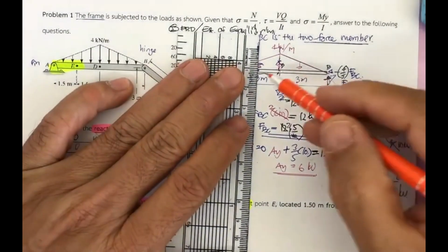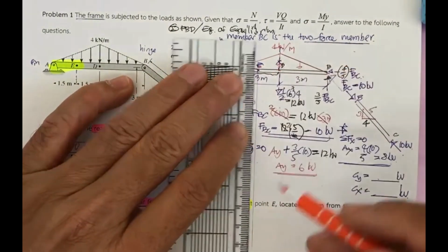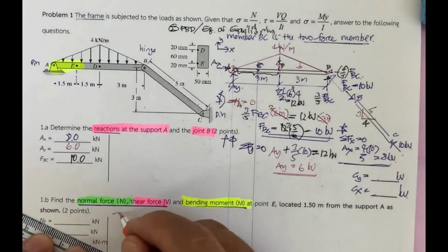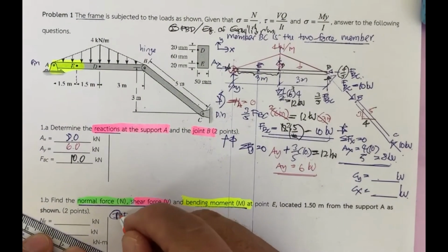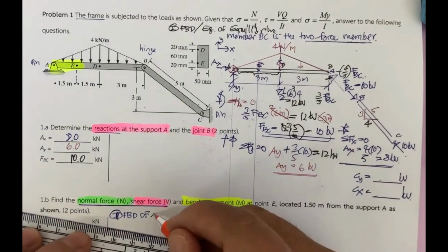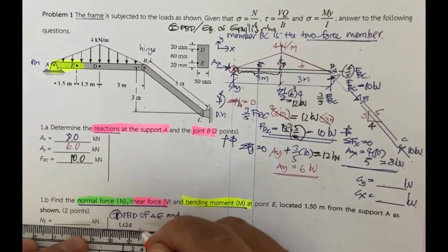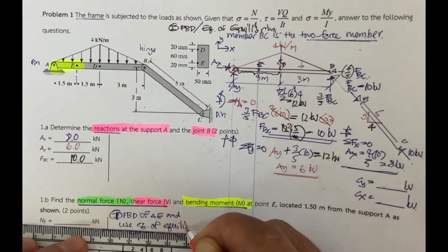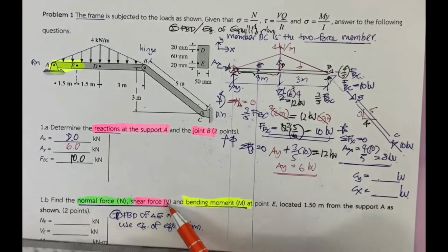We can do it by the same thing. We cut this portion of the beam, and we are going to draw the free body diagram. Second, draw the free body diagram of A, E, and use the equations of equilibrium to determine the N, the V, and the M.